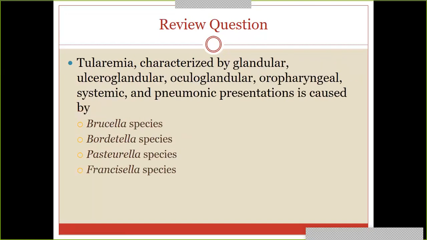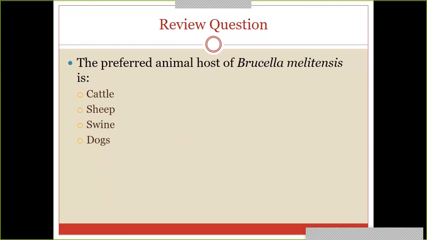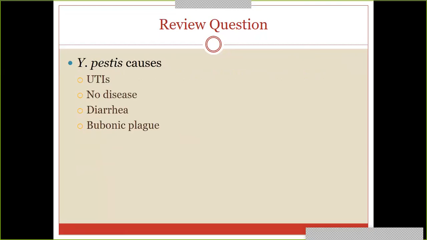All right, tularemia, characterized by glandular, ulceroglandular, oculoglandular, oropharyngeal, systemic, and pneumonic presentation, so it can present in any of those ways, is caused by Francisella, so Francisella tularensis. Preferred animal host of Brucella melitensis would be sheep or goats. Yersinia pestis causes bubonic plague.